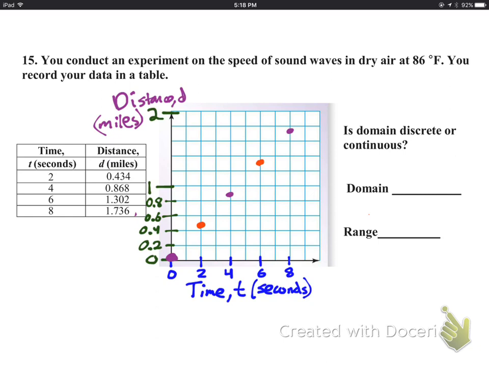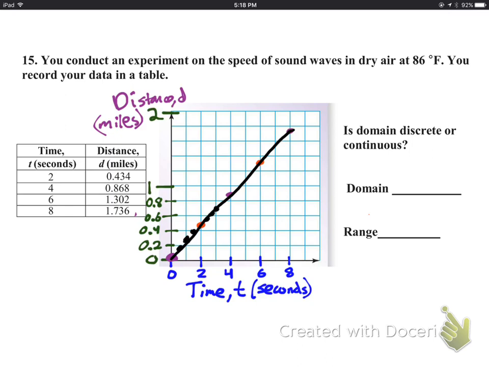Could we have 1 second? Sure, you could look at 1 second. We don't have that data, but the wave was traveling at 1 second. It was somewhere at 1 second. And same with 3 seconds. And same with half a second. You can have half a second. You can have 3 halves of a second. And so on and so forth.